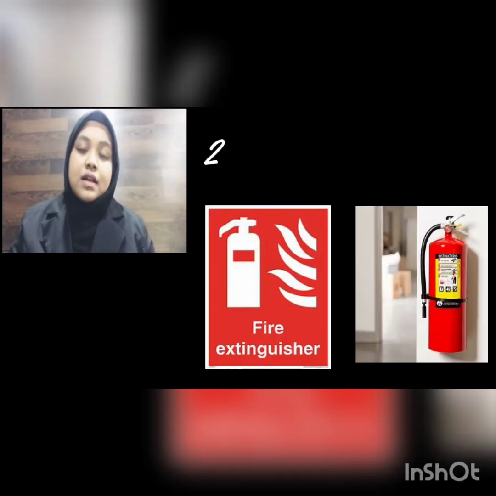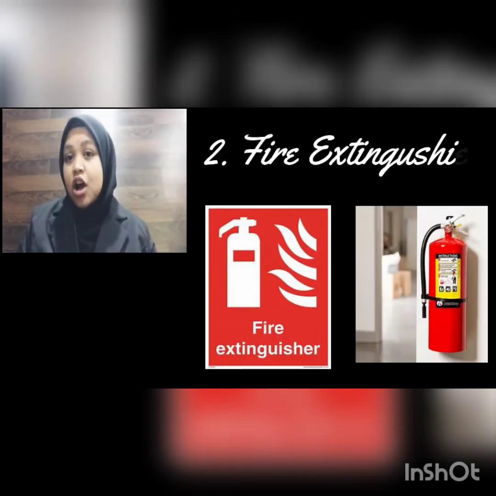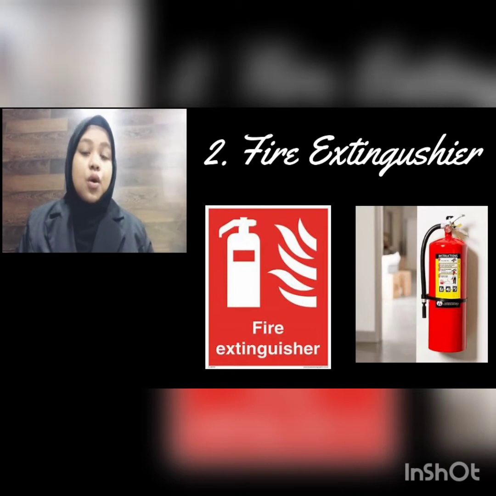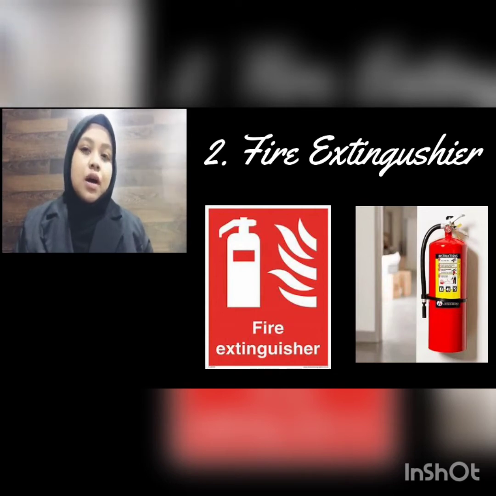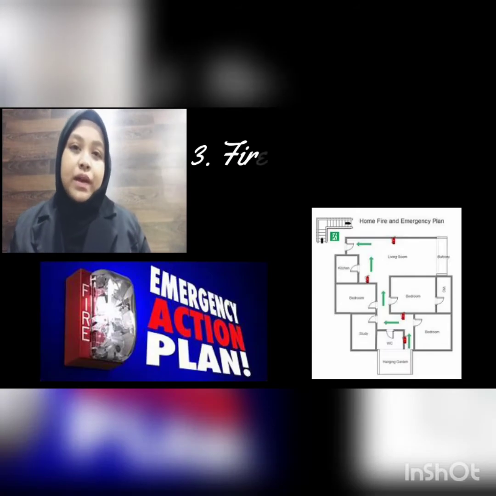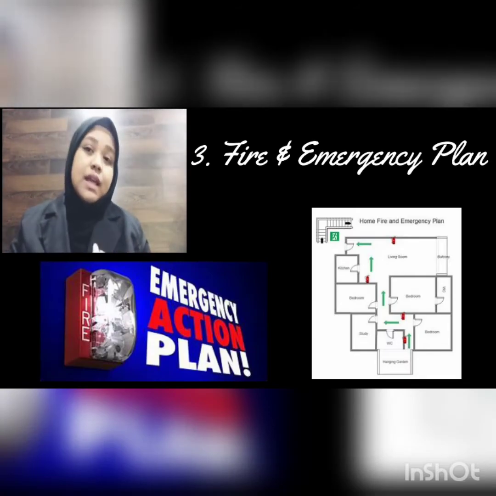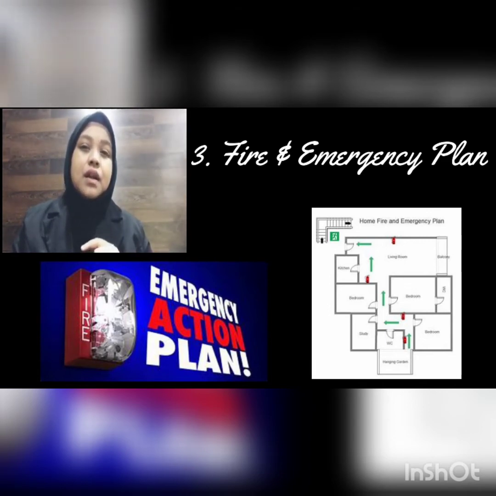Second, fire extinguisher. In the case of a fire in the site, office or home or compound, you need a suitable type of fire extinguisher close to hand. You may also need this throughout your site. Third, fire and emergency plan. What should people do in an emergency situation? Display your fire emergency plan in a visible place and make sure it is understood.